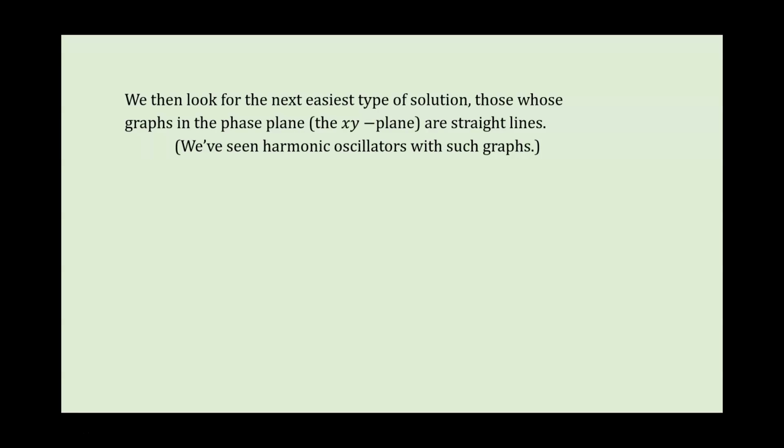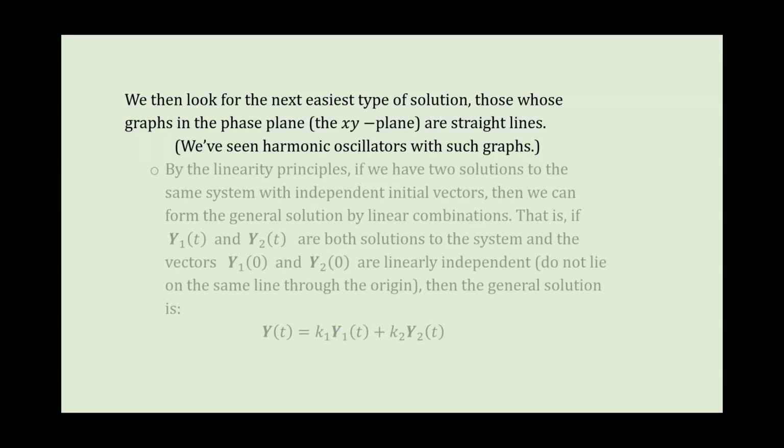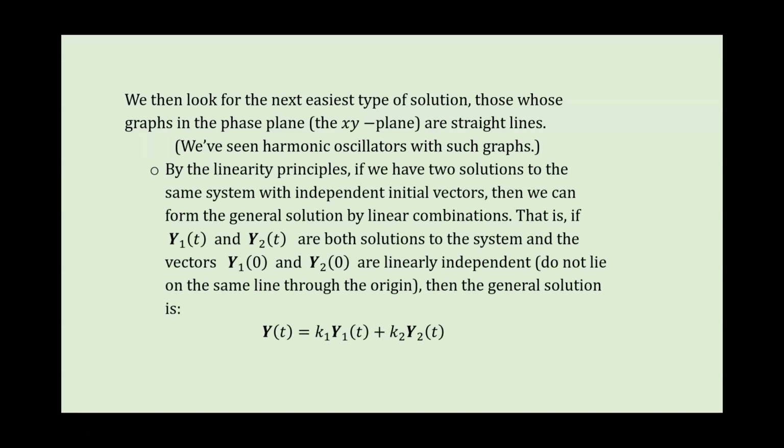Then we went on from there to look for straight line type solutions. We've seen solutions to systems whose graphs lie on straight lines in the phase plane, and we saw such in a previous recording by looking at a harmonic oscillator, doing the reduction of order technique, and then looking at the corresponding graphs in the phase plane. Now, we've also talked about linearity principles. If we have two solutions to the same system and they have independent initial vectors, then we can form a general solution by linear combinations.